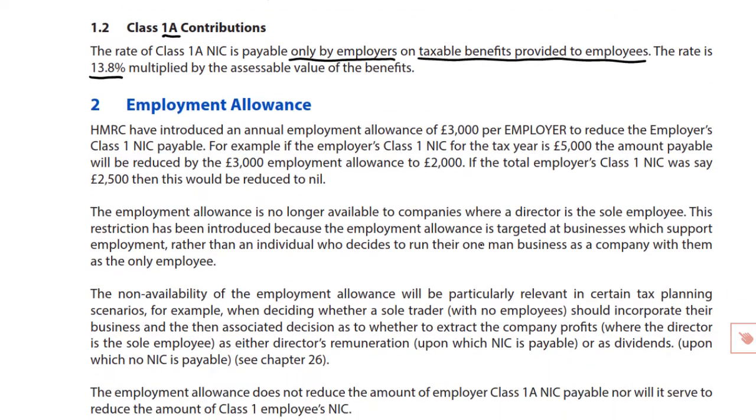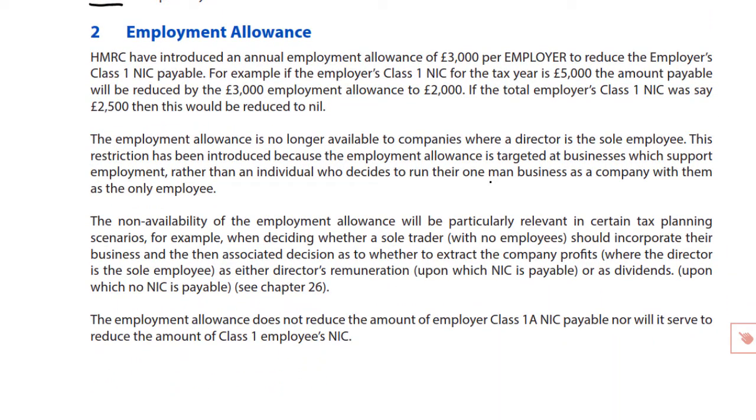One other little point in relation to the employers' NICs, there's something called an employment allowance. Now that employment allowance is a deduction from the employers' NICs, a figure of £3,000 per employer, not per employee. This is per employer there. And that will serve to reduce the overall employer's Class 1 NIC payable.